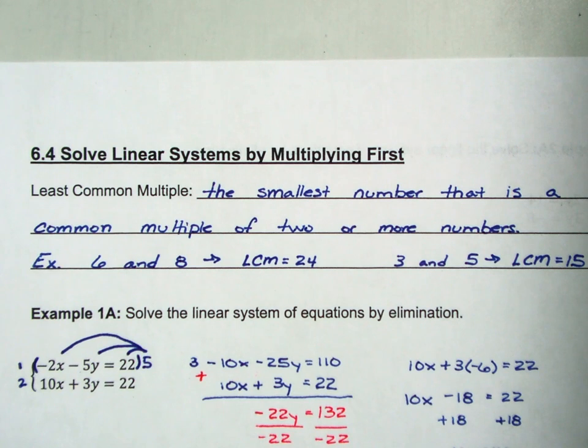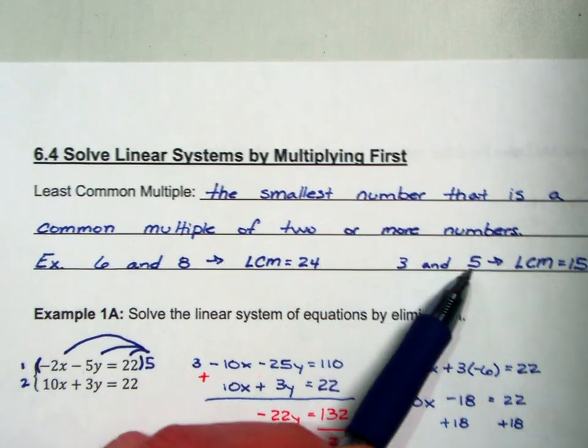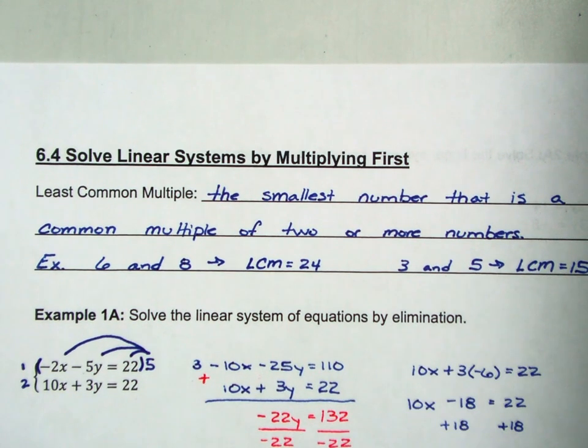So below this, I've got a couple of different examples. First of all, if I were to have 6 and 8, now 6 times 8 is 48, but 48 is not the smallest number that both 6 and 8 have in common. The least common multiple of 6 and 8 actually happens to be 24. Whereas if I have 3 and 5, the least common multiple of 3 and 5 is 15, which happens, of course, to be 3 times 5. So sometimes multiplying those two numbers will be the multiple, and other times they will not. All right, so now that we've got that definition, let's flip it over to the back page.